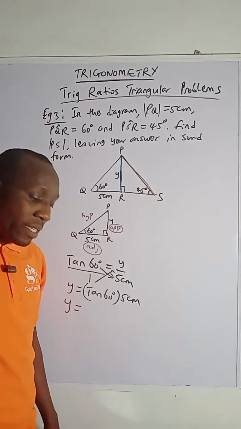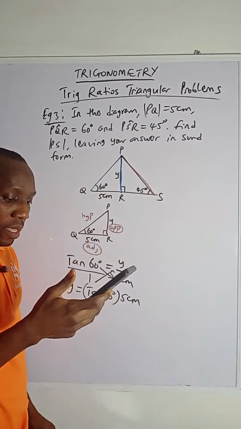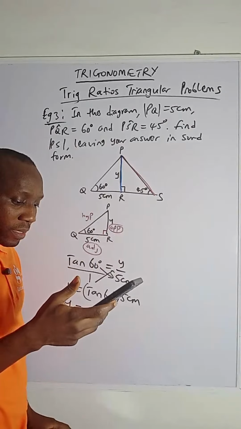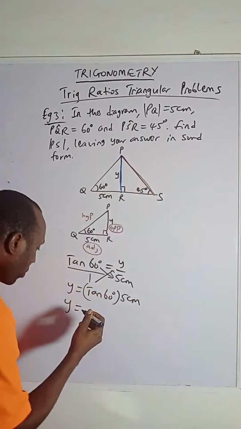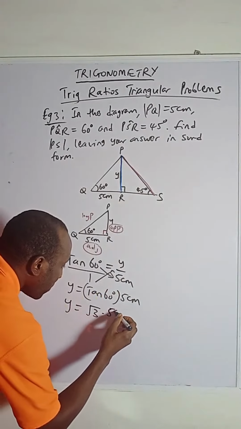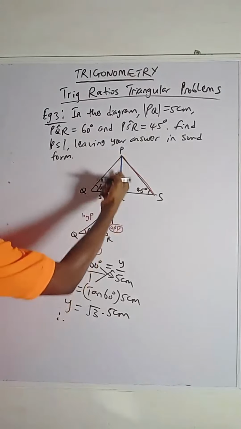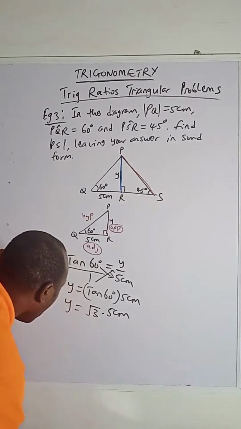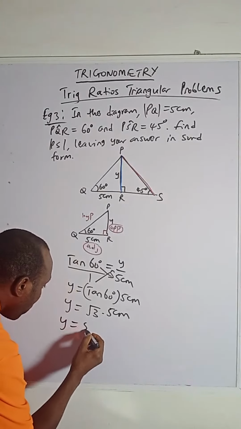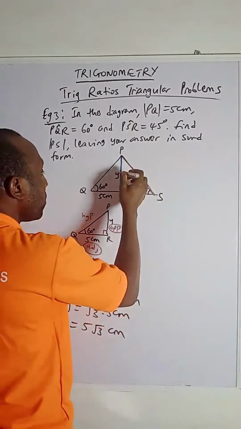If you know what tan 60 is, type it in the comment. Okay, that's root 3, right? So that's root 3 times 5 centimeters. So Y, since we already said that is PR, is equal to 5 root 3 centimeters. Root 3 times 5 is the same as 5 root 3 centimeters. So we've got this side as 5 root 3.